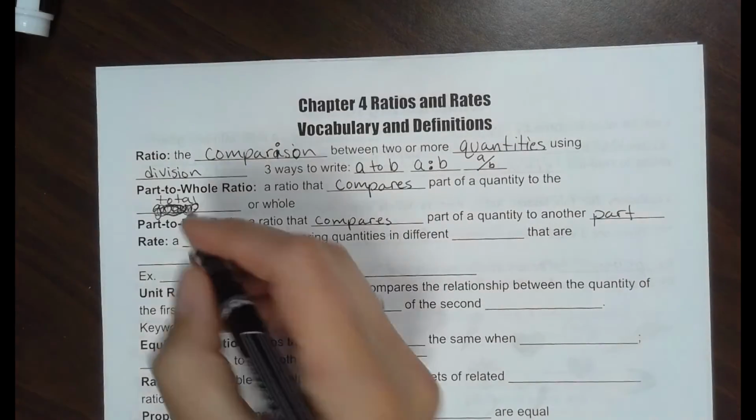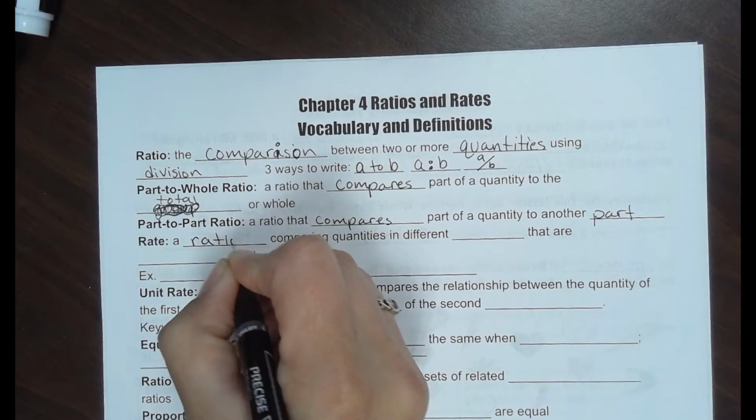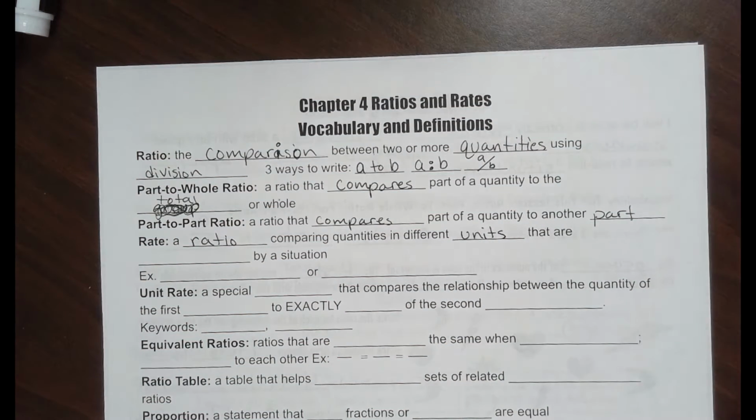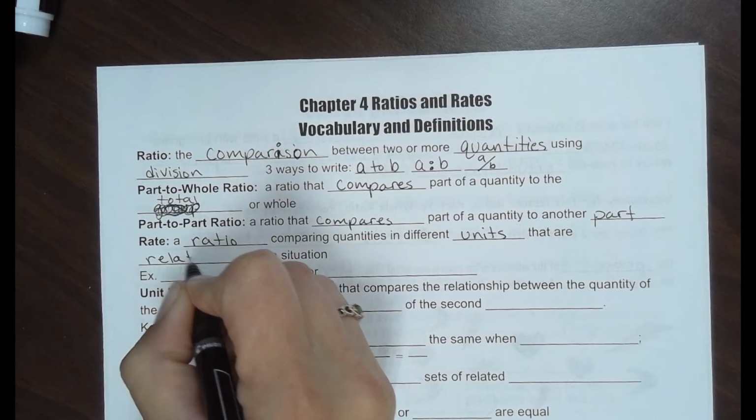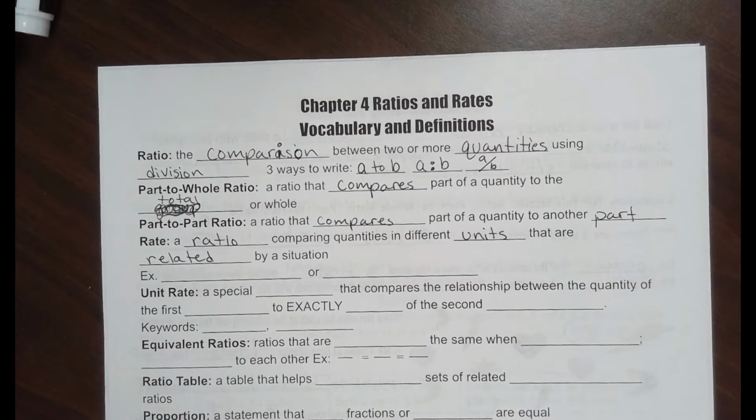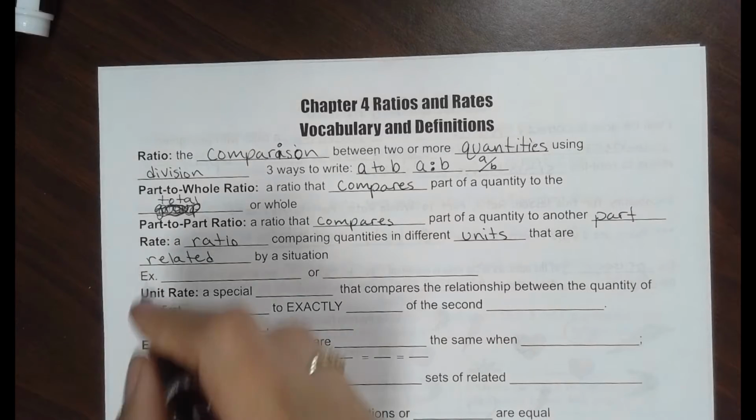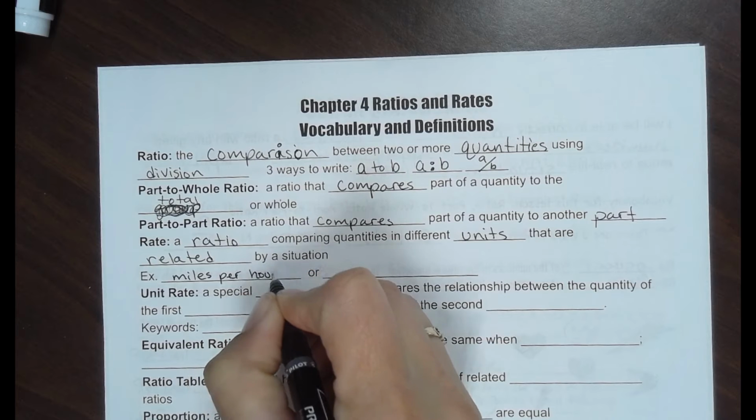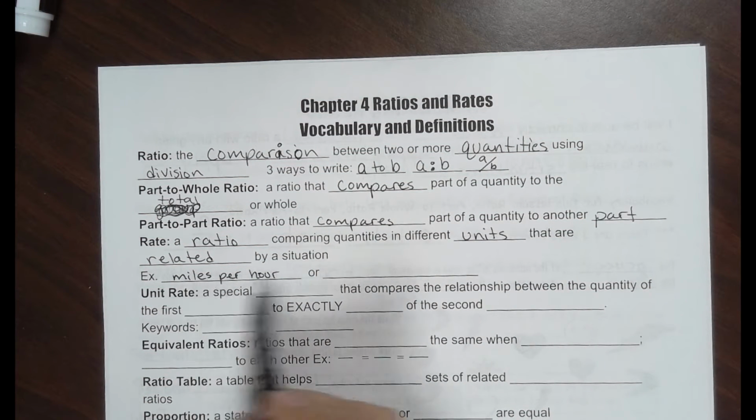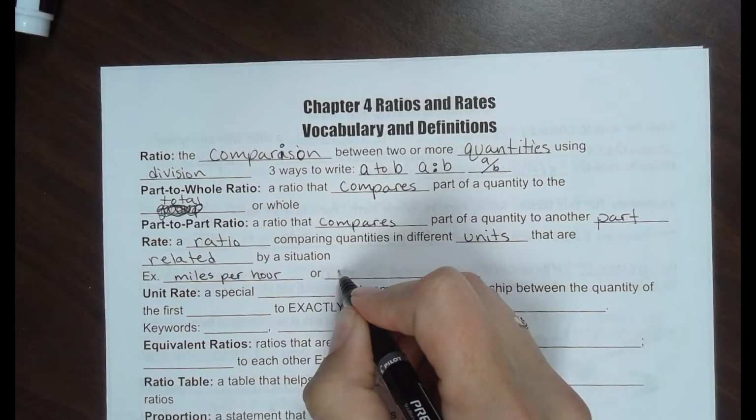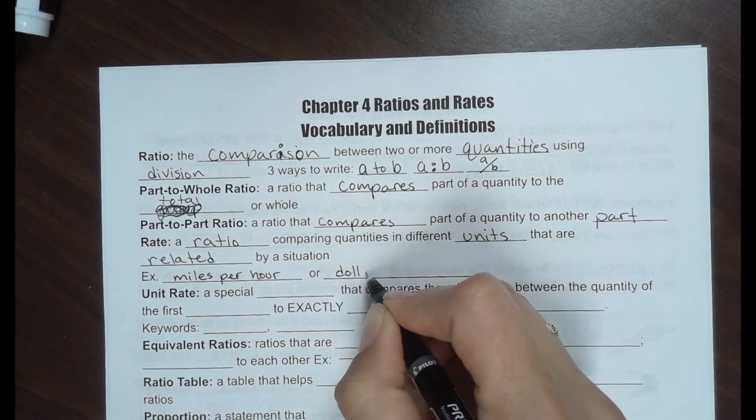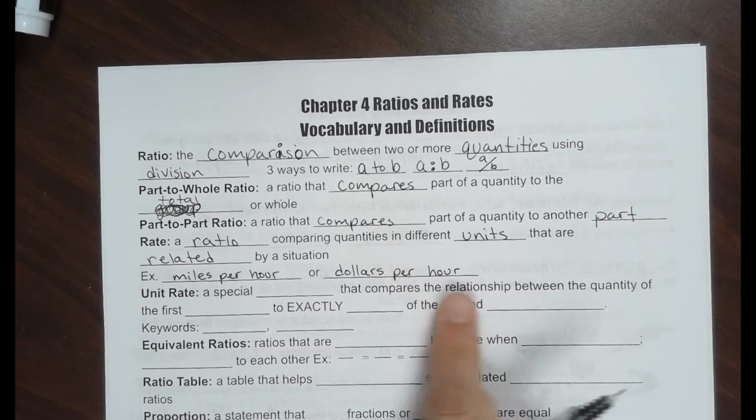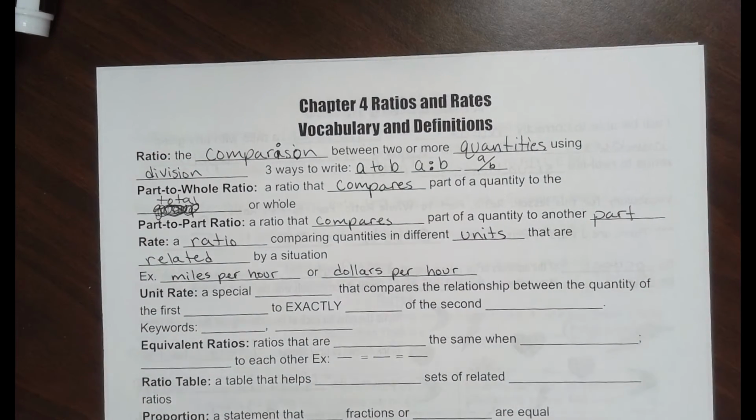So a rate is a special kind of ratio, comparing quantities in different units that are related by a situation. So examples of that would be like miles per hour. See how we're comparing miles, which is one unit, to another unit, or dollars per hour. Now we're dealing with money and hours. We're not comparing the same kind of things together.